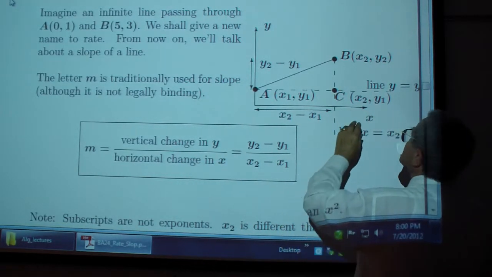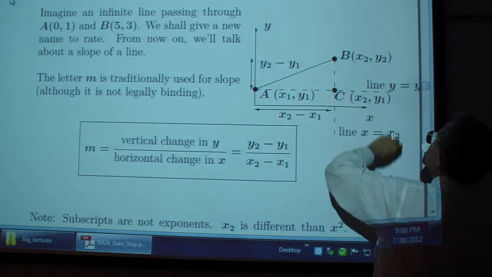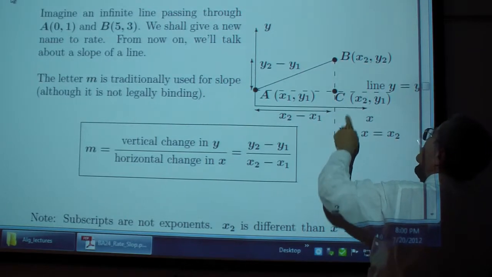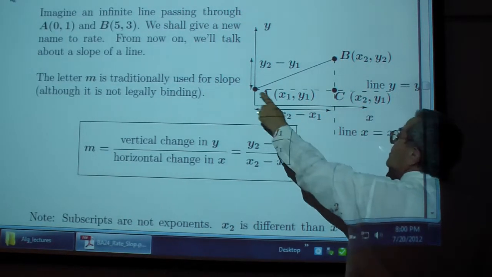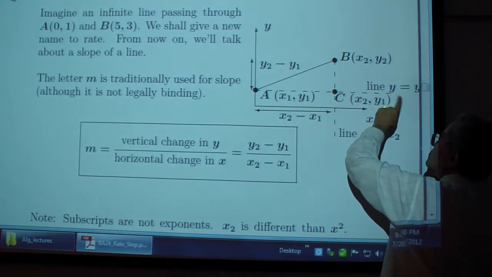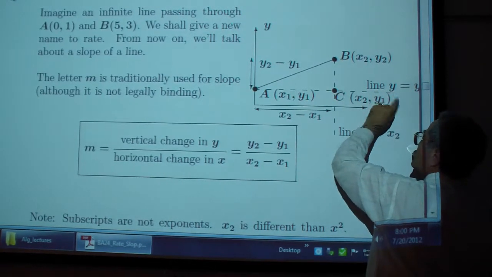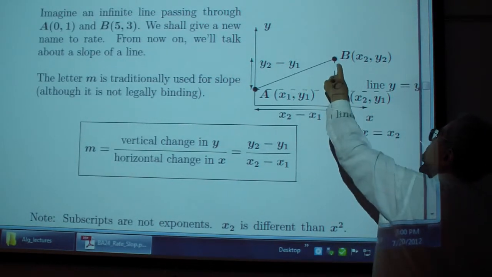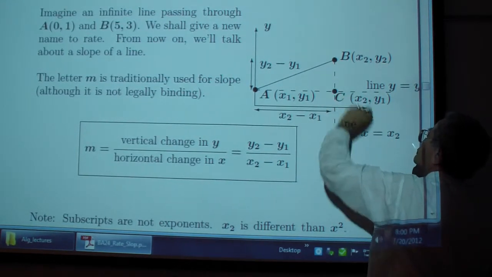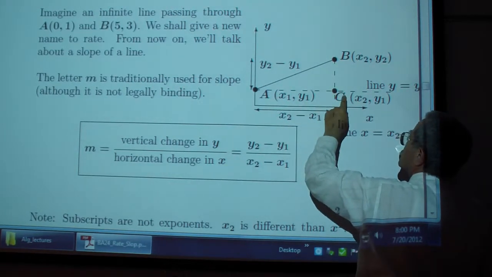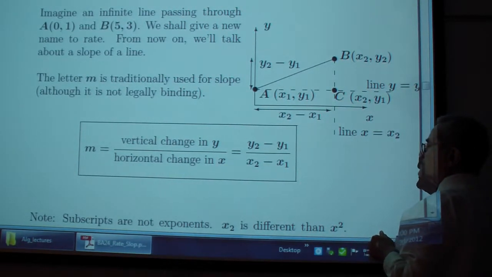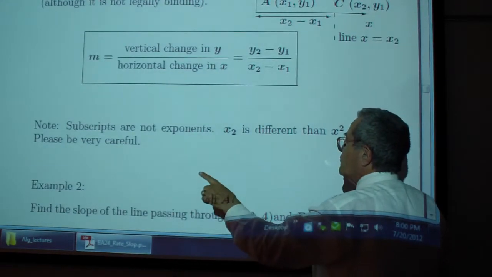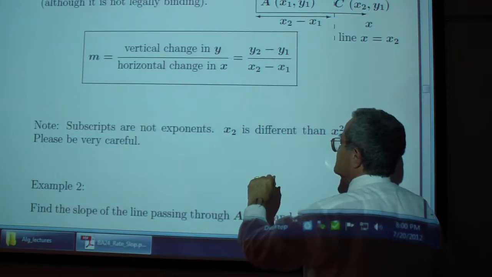If I have a point x sub 1, y sub 1, x sub 2, y sub 2, all the points on the vertical line have the same x value, x sub 2, x sub 2. All the points on the horizontal line have the same y value, y sub 1, y sub 1. So this is y sub 2 minus y sub 1, and horizontally x sub 2 minus x sub 1. So that's my slope. Be careful with the subscripts and the exponents.